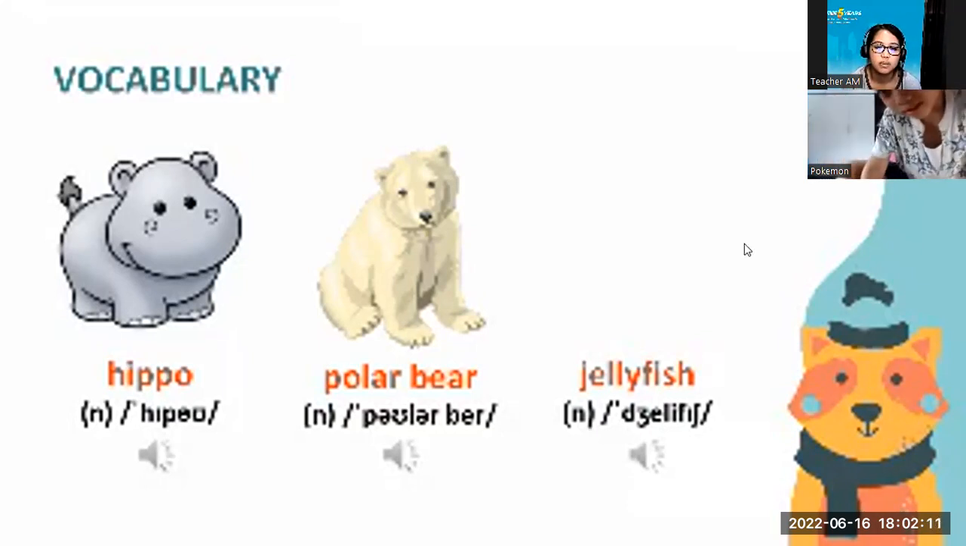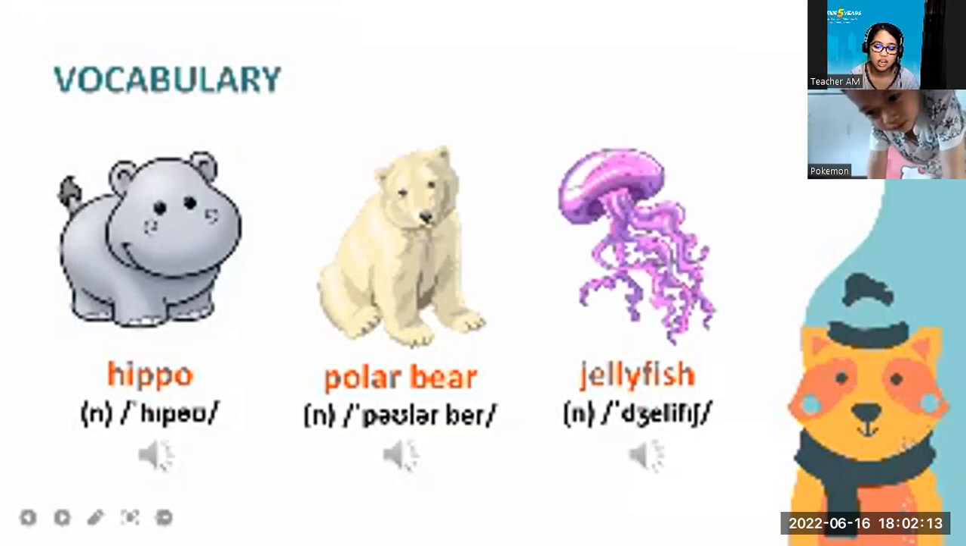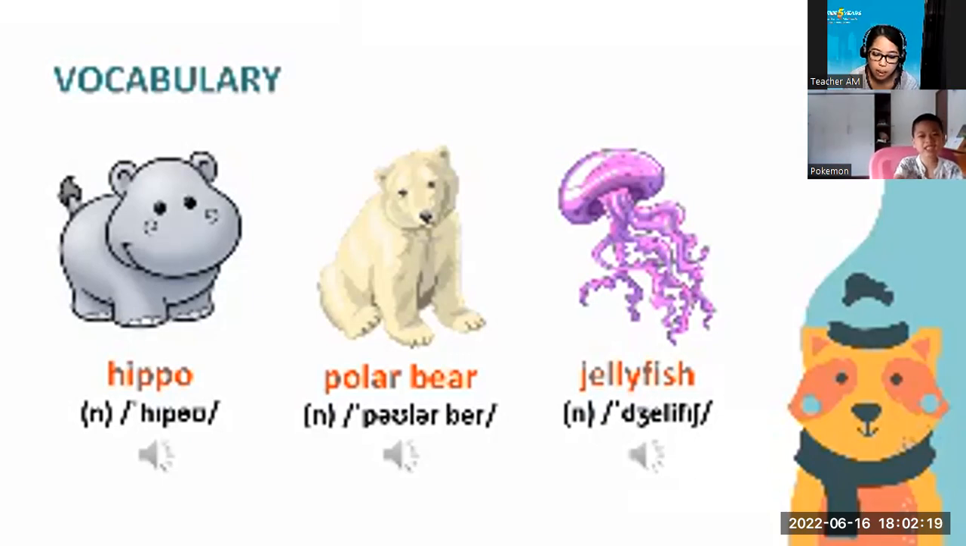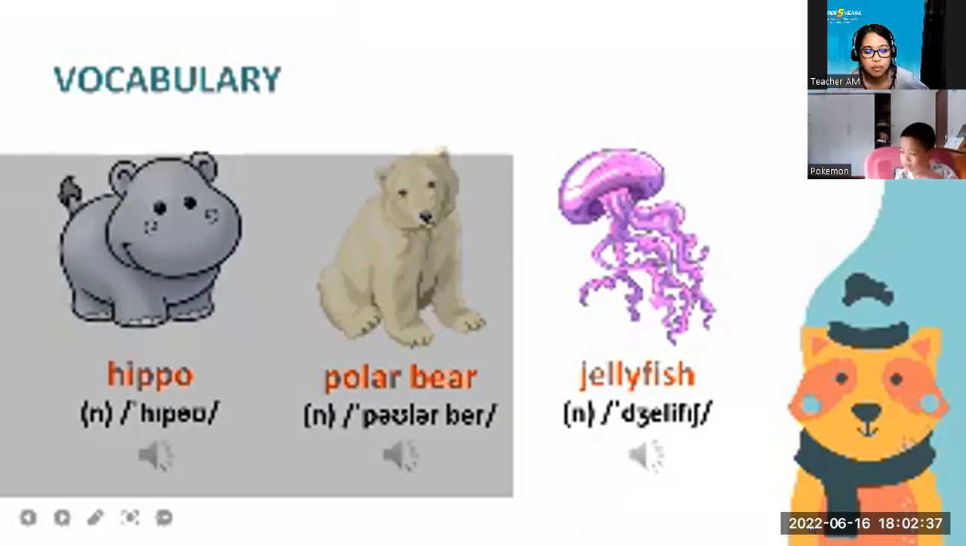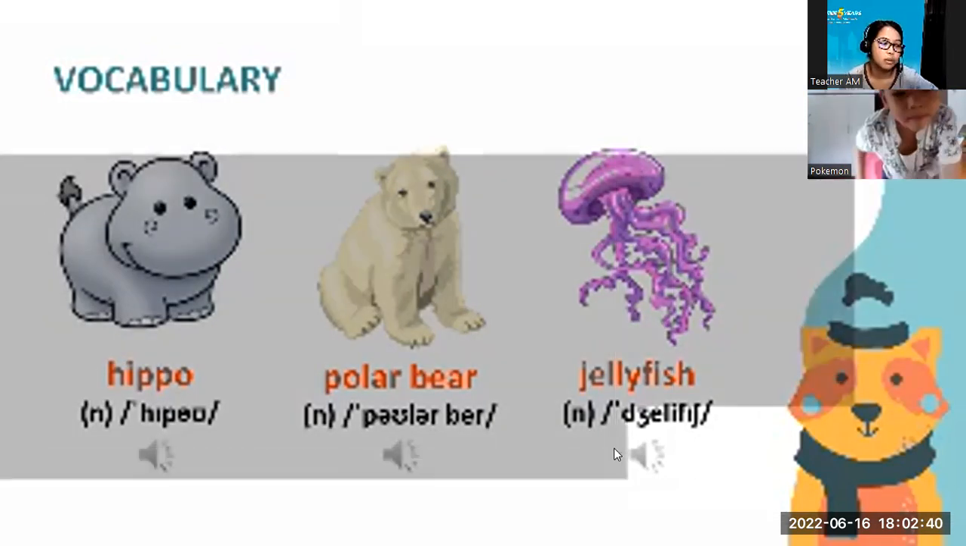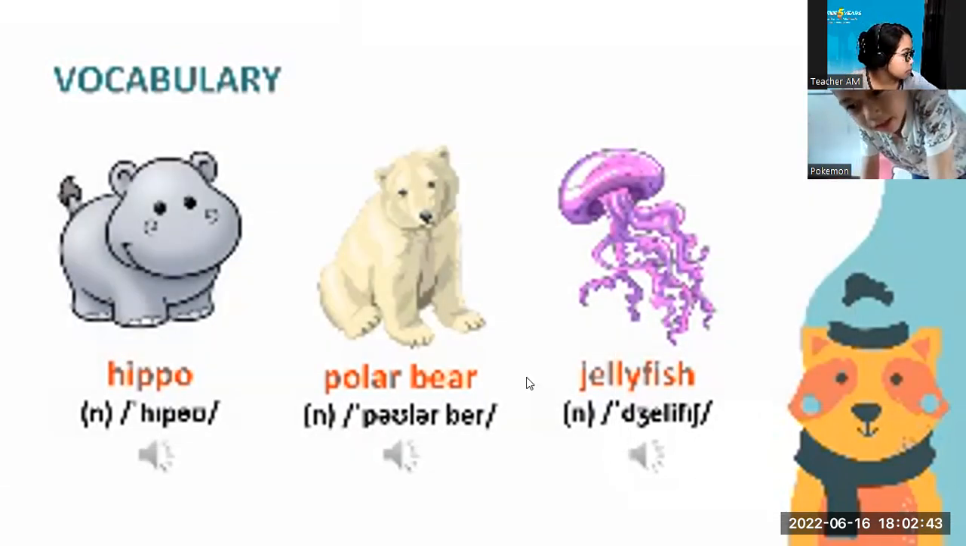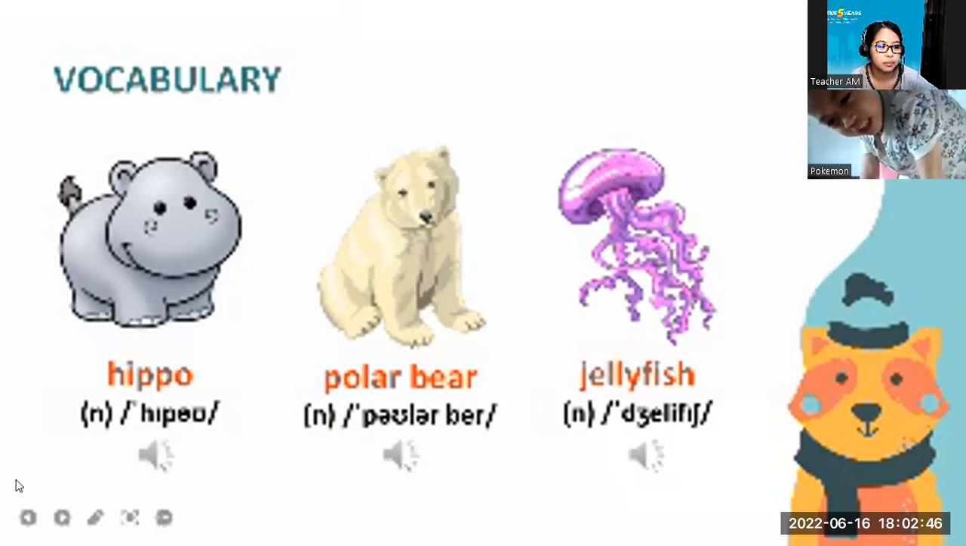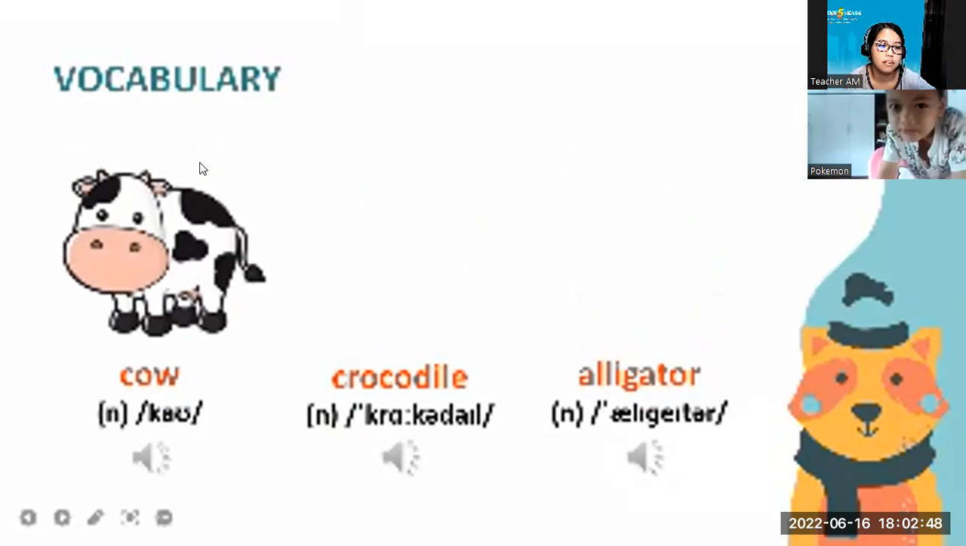Polar bear. Okay, next we have here jellyfish. Have you tried to touch a jellyfish? Just like the octopus. Have you tried to touch the jellyfish? It stings you. I hate jellyfish. Yes, it will hurt you. Okay, so now can you please repeat all the words here? Polar bear, jellyfish. Very good.